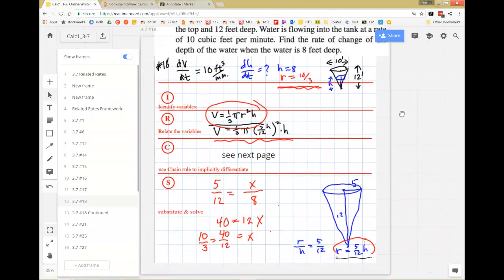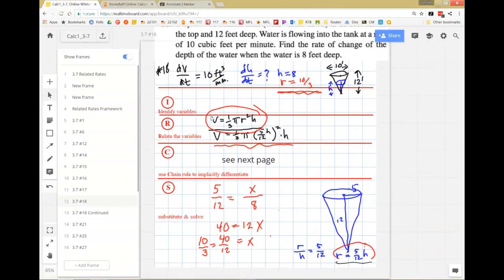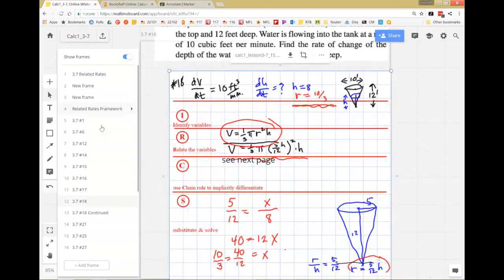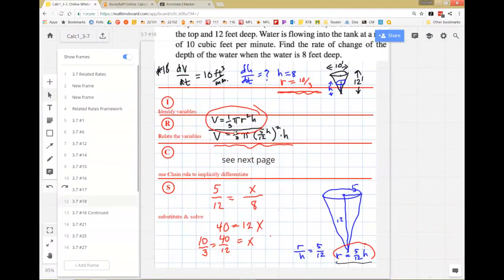So when I relate the variables, we already know the volume formula. The volume is 1/3 pi r squared times h. So again, we have an r and an h. We have too many variables, but we have this relationship: r equals 5/12 h. So in place of r, I plugged in 5/12 h. So r squared is (5/12 h) squared. Now, on to the next page.